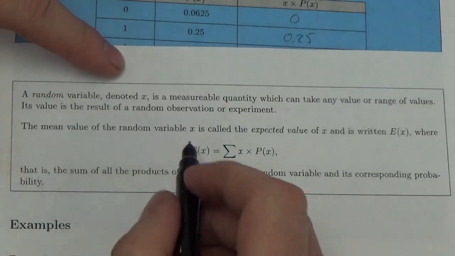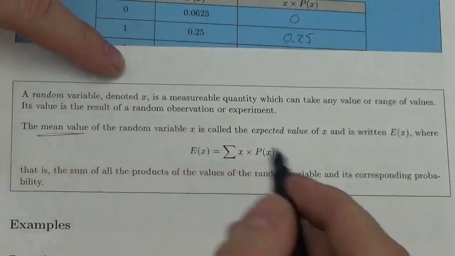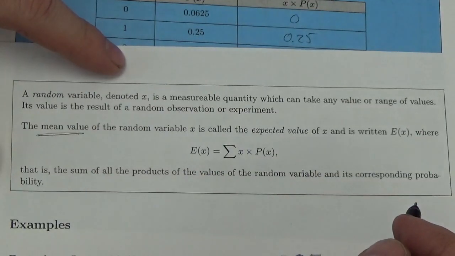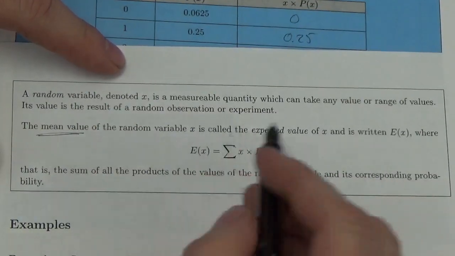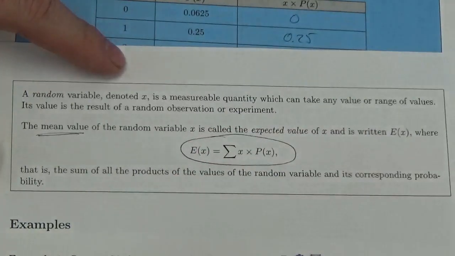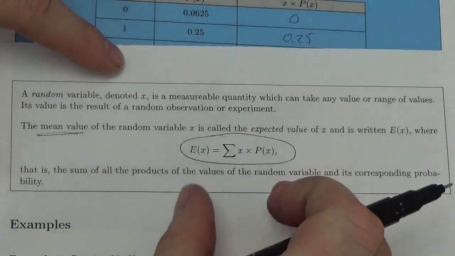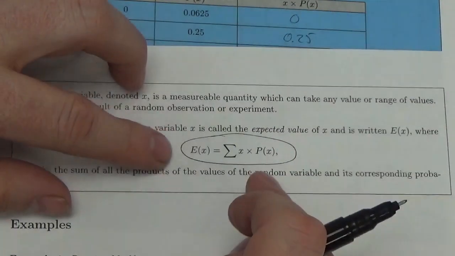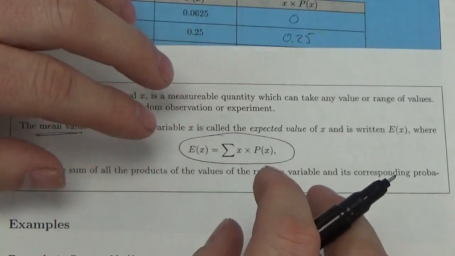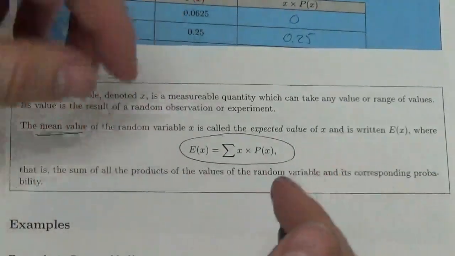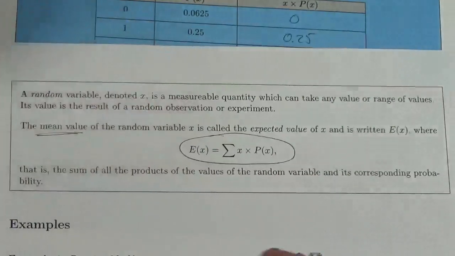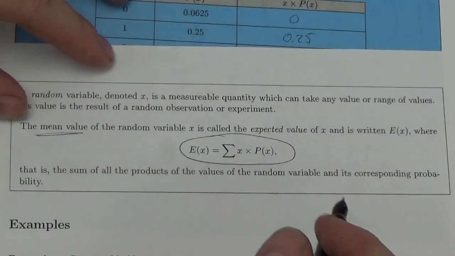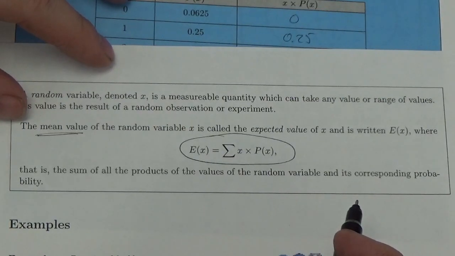The mean value of the random variable, that arithmetic mean if you want to think of it that way, is called the expected value of X, and it's written as E(X), and this is the formula that we use for the expected value. This is an incredibly important formula for statistics. In statistics, you're going to see a lot of the ideas that we talk about, like standard deviation and variance, are all built off of this expected value, ramping it up through different operations that we can apply to that variable.